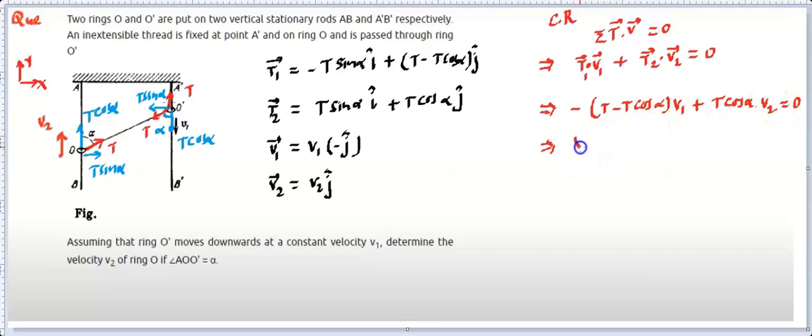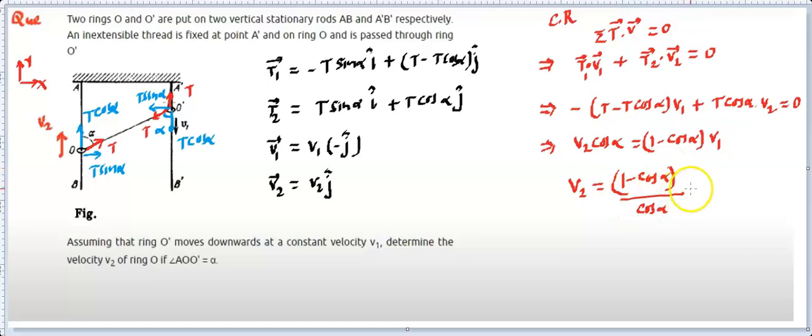Then this will become v2 cos alpha is equal to 1 minus cos alpha times v1. We need to find v2, so v2 came out to be equal to (1 minus cos alpha) divided by cos alpha, into v1. So that becomes your answer.